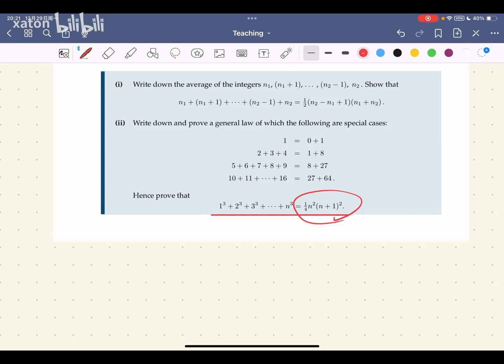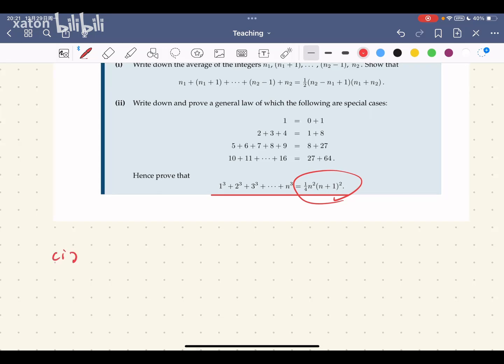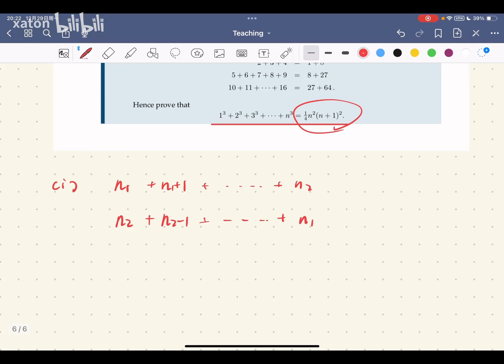The first question is easy. It just asks you to do the summing up of an arithmetic sequence, and that was easy. We use the most classic way of proving it. We make a copy of the sequence and reverse it, and for each one, we pair them.